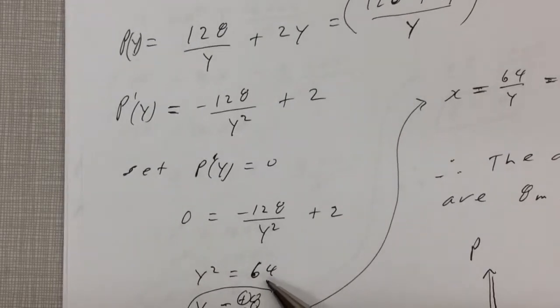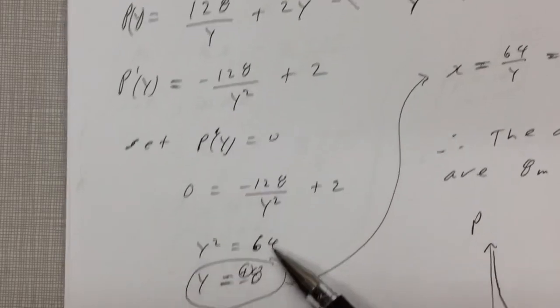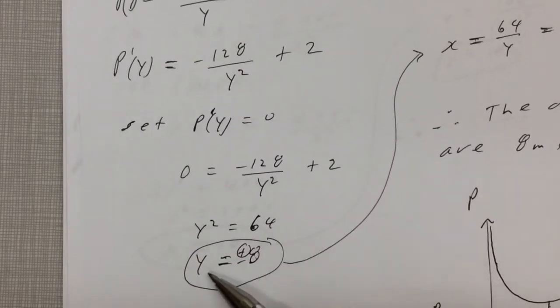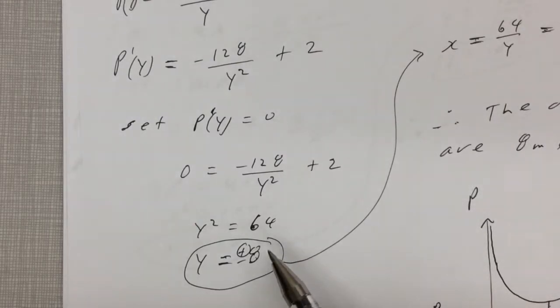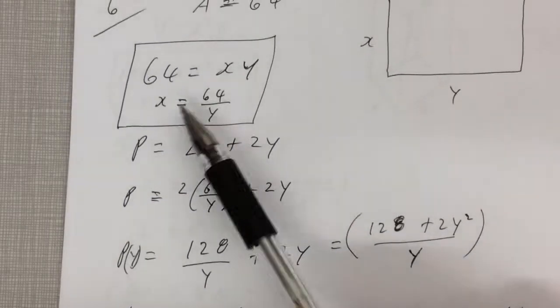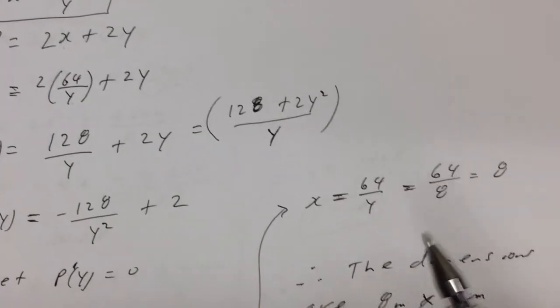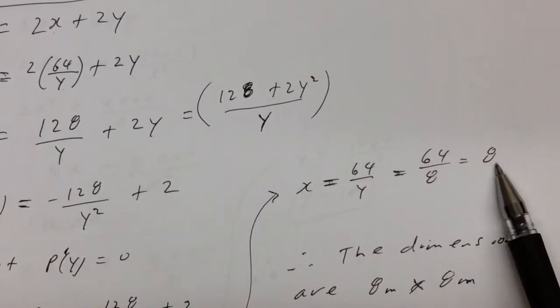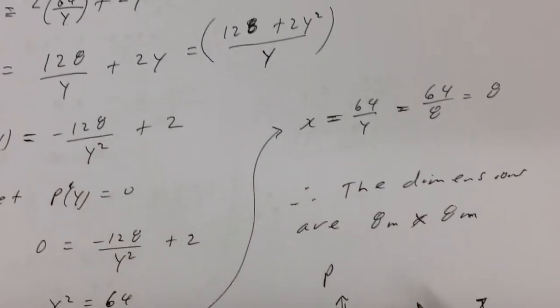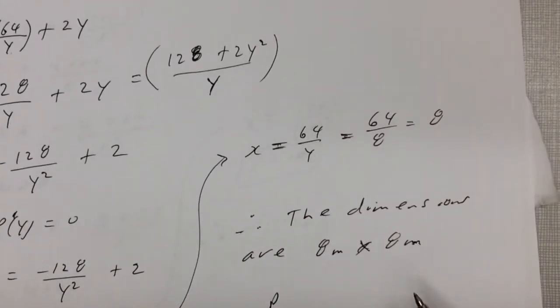Rearrange that, you get y squared equals 64, and therefore mathematically that gives you y equals plus or minus 8. We're only choosing the positive 8 because we're doing positive dimensions for this rectangle. We don't have negative dimensions. Sub that in for our formula for x up here. So x equals 64 over y. 64 over 8 gives us 8 for the other one, and we have a square.